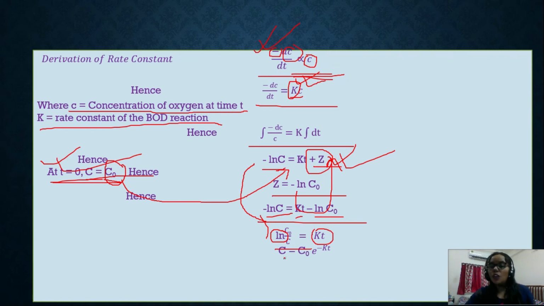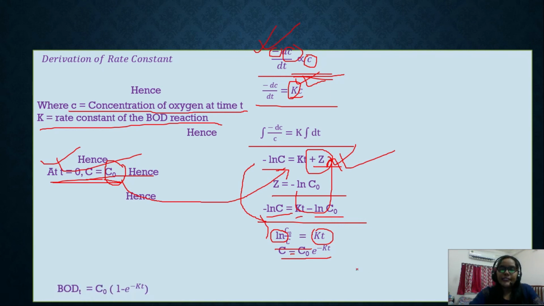Now, what is this? C. Look here, C equals C. So we have just reversed the division. So that means C equals, what will happen? C equals C0 e to the power minus KT. As we have reversed it, that is why here we have incorporated one minus term. Okay, so that is why C equals C0 e to the power minus KT.